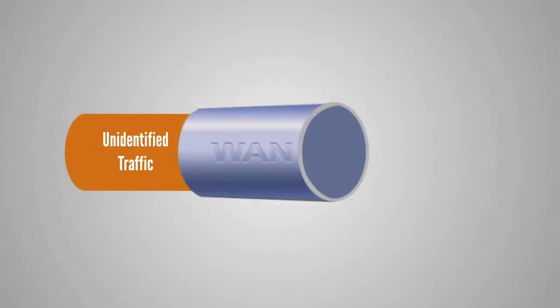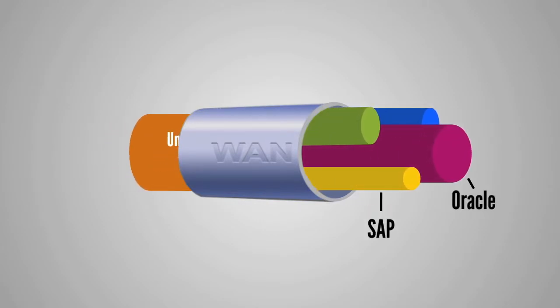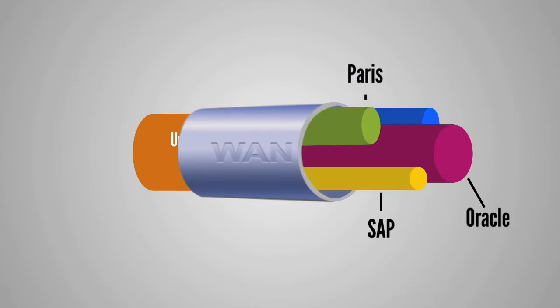For example, if you want to measure distinct response times for SAP and Oracle, then your traffic tree must distinguish SAP from Oracle traffic and have separate classes for each. Or, if you want to allocate set amounts of bandwidth to your Paris and London offices, then your tree must separate Paris traffic from London traffic and have separate classes for each.